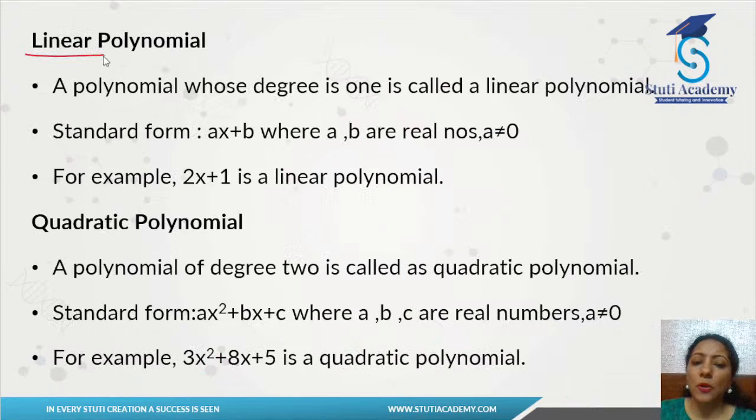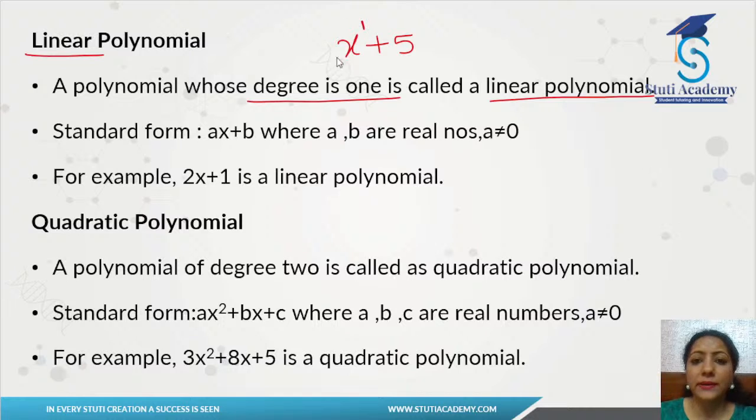Now comes linear polynomial. You are already aware of this term linear. We have already studied linear equations in grade 9. Also we've done linear polynomial. A polynomial whose degree is 1 is called linear polynomial. Like I have x plus 5. It's a linear polynomial, as I can see that the degree here is 1. This has power 1 and it is the highest power. So the degree is 1.